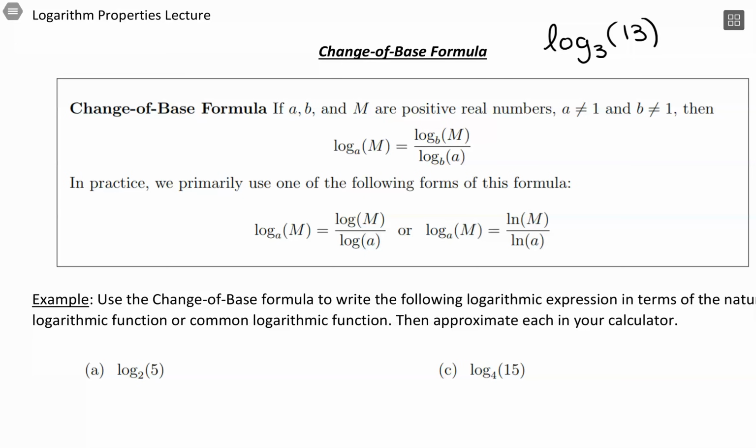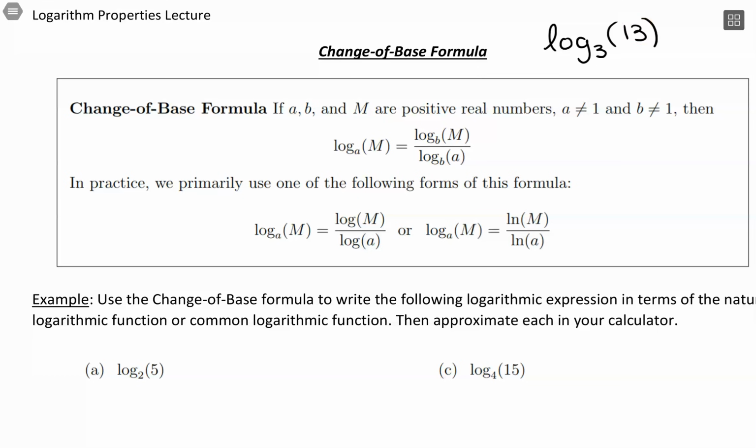So our change of base formula helps us evaluate logarithms that we can't do without a calculator, and it helps us punch in the values into our calculator. So let's say we have this log base 3 of 13. What I'd be saying is, 3 needs what exponent to get out 13?